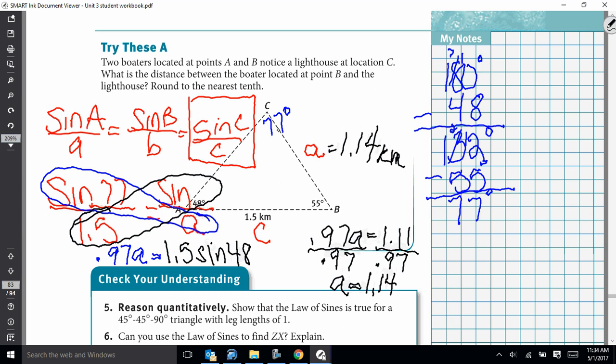All right, so now let's find B. Do we have a right triangle? No. You have two right triangles. So if you look for your altitude, you can use your SOHCAHTOA to find the altitude and then use the Pythagorean theorem.